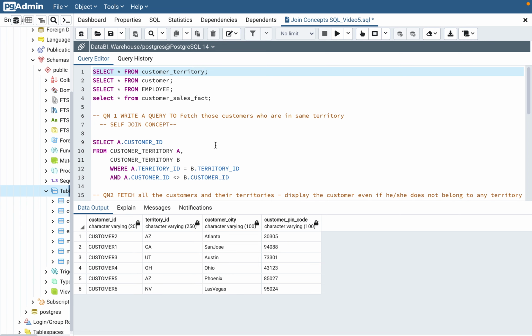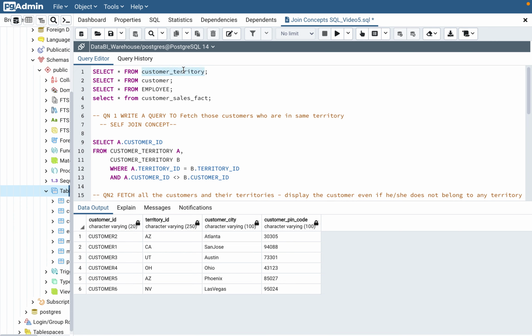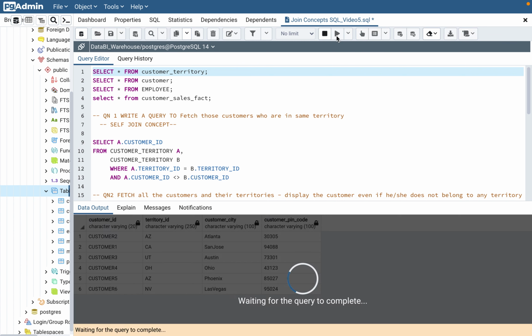So let's get started. Here there are 4 tables given. If you have seen my other videos, we have utilized these tables in other videos as well. One is the customer territory table, one is the customer table, the employee table, and the customer sales fact table. The first query is: write a query to fetch those customers who are in the same territory. They are asking about this table.